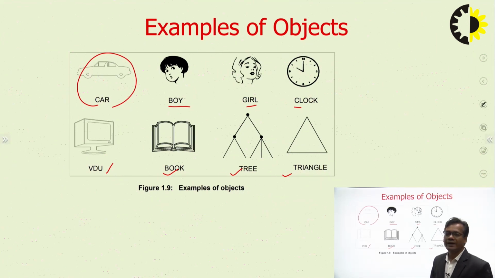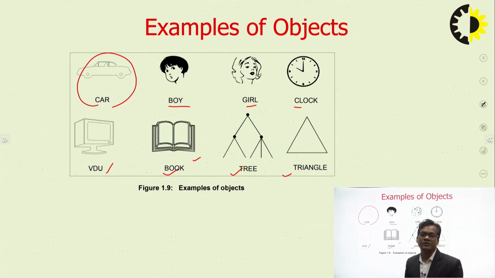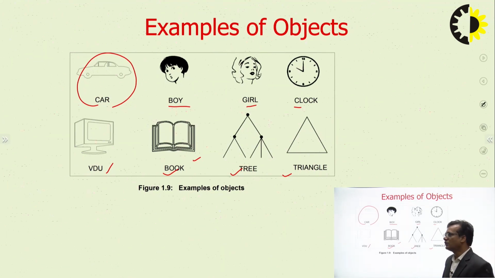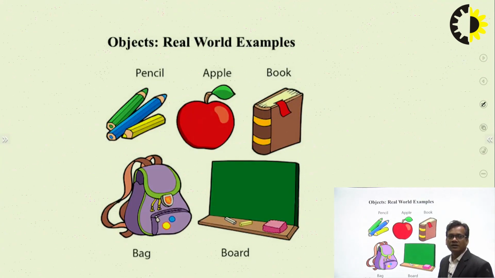When you are at your home, you can see the home is an object. The parents may be one kind of object. Your friend may work as an object. Your bag may work as an object which contains some books and notebooks. Your computer can work as an object. So whatever is around you is considered an object. Here are again some examples of objects: pencil, apple, book, bag, board. Whatever you can see and imagine is an object.